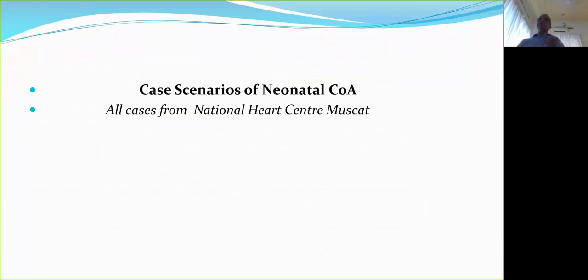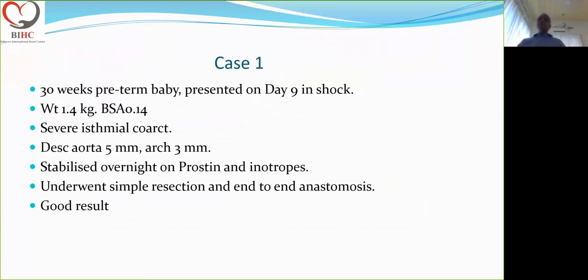Look at some of these case scenarios. I've drawn all of them from my previous center in Muscat. A 30-weeker preterm presents on day 9 in shock. Weight is 1.4 kg. There is severe ischemic cord. I'll show you the image in a second. But the arch is okay.